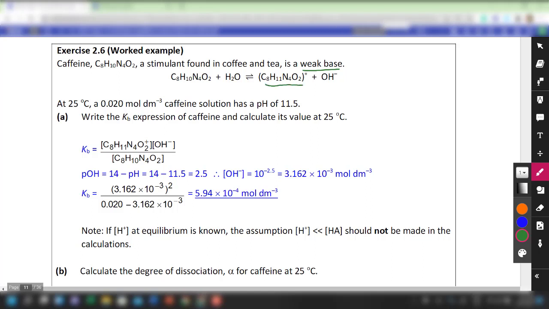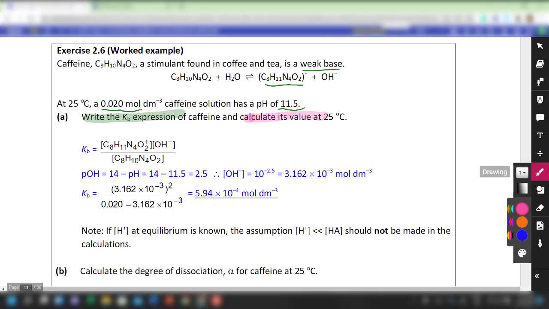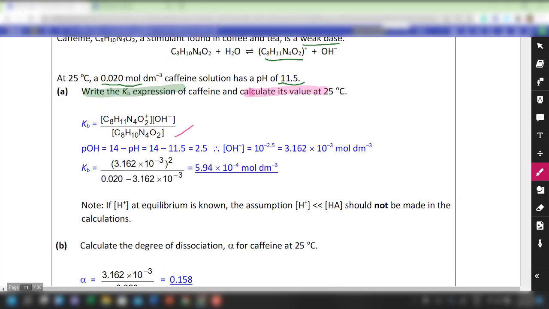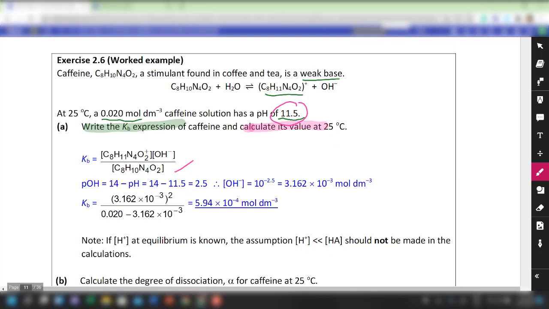And then we were told that a certain concentration of caffeine has a certain pH. And then right now there are two parts to this question. We're supposed to write down the Kb expression, and then after that calculate its value at 25 degrees Celsius. Okay, so this shouldn't be too difficult. So again, the Kb expression, we have written it out, and then we are given the pH of this solution, which is 11.5.